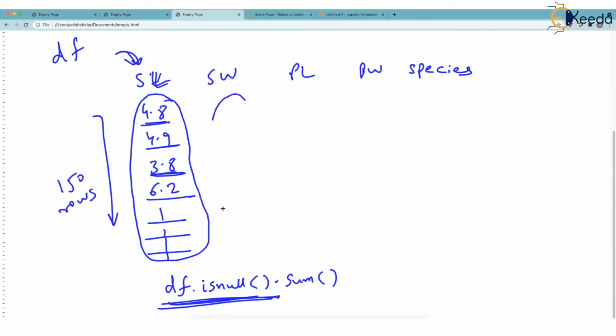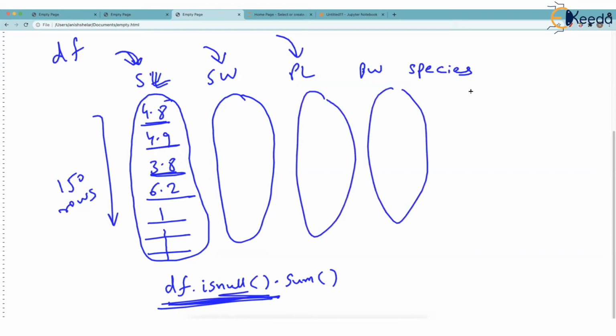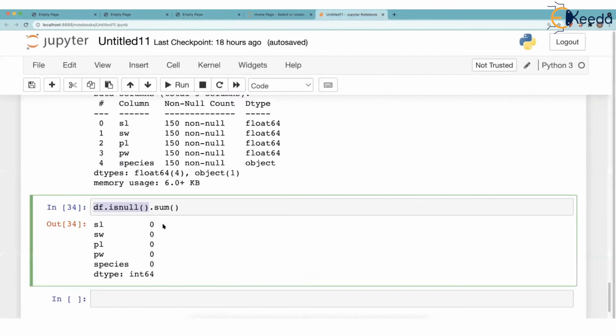The same happens to sepal width. This isNull function will check sepal width also, and petal length also, and petal width also, and species also. And for each one of them, it will find out the sum. So you just check. What it is saying is 0 here. Why? Because we are asking who is null. Nobody is null. All are false. So the count of null is 0.